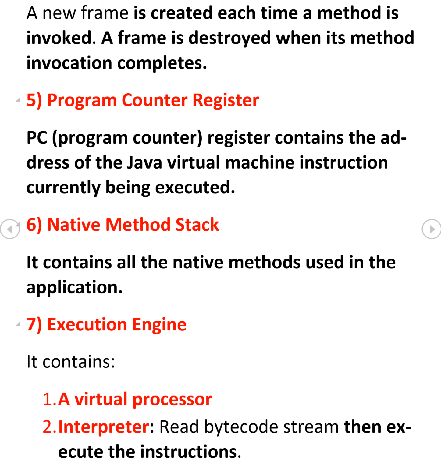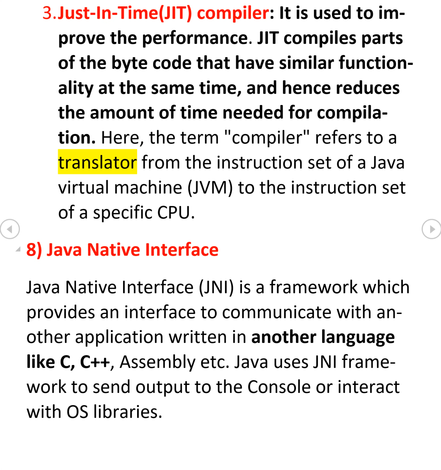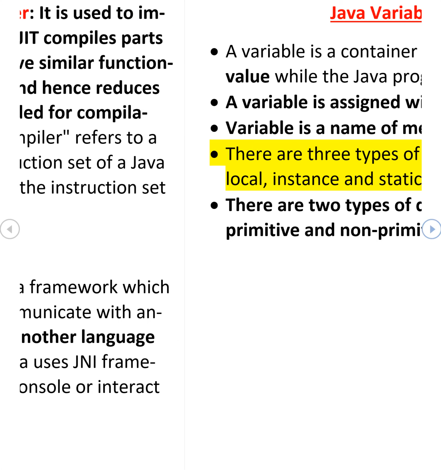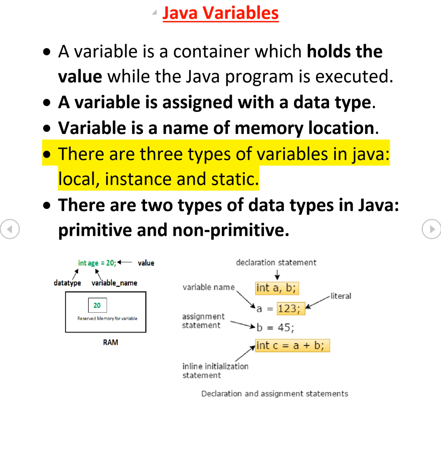Next one is the execution engine. The execution engine has a very critical role because it has a virtual processor. The interpreter will execute the instructions one by one, reading the bytecode. Next it has a JIT compiler that is used to improve the performance of executing the bytecode. Next one is the Java Native Interface. Java Native Interface is a framework which provides an interface to communicate with applications written in other languages like C and C++. So these are very good approaches.